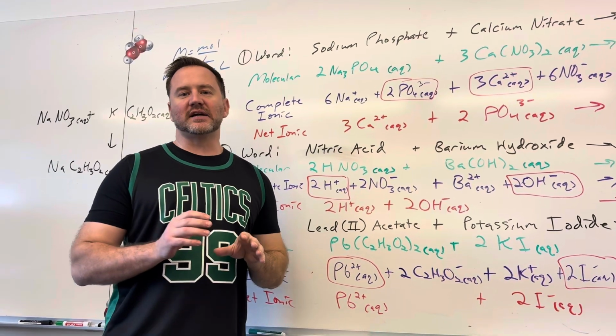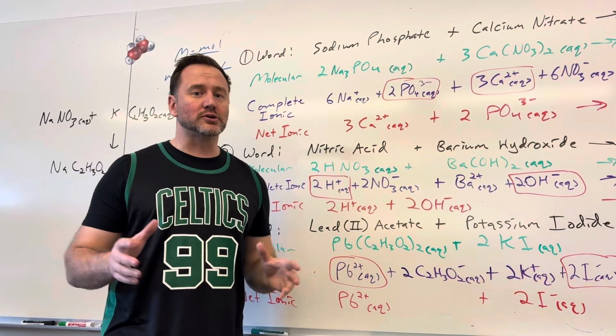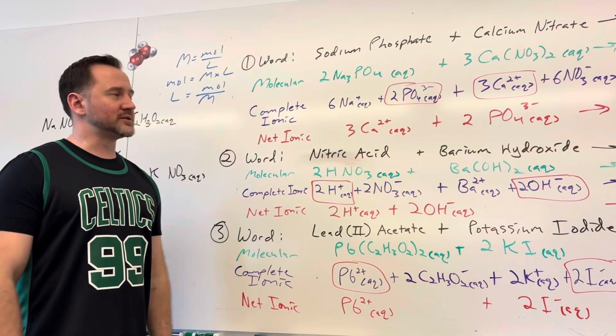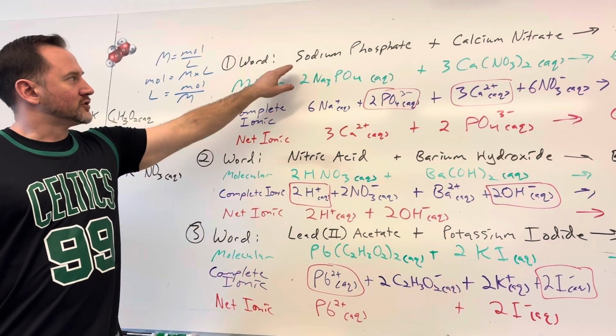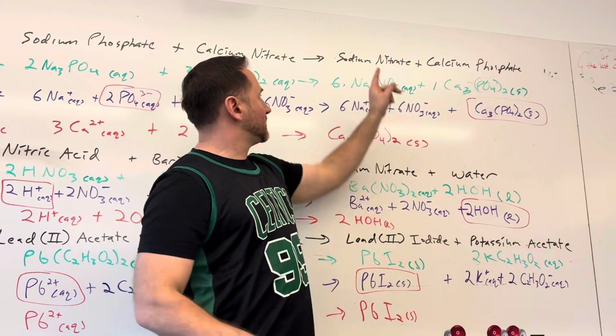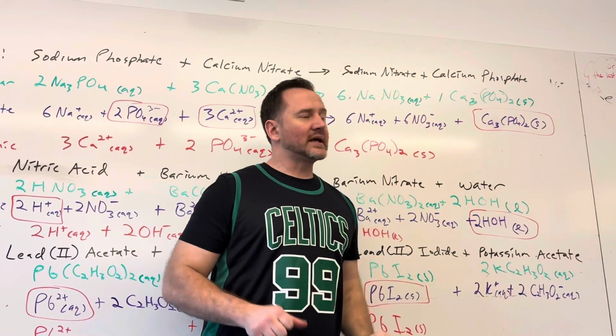And what this is designed to do is paint a full picture of what's actually happening within a solution as you perform a double replacement reaction. So for sodium phosphate and calcium nitrate, since it's a double replacement reaction, at the end you're going to get sodium nitrate and calcium phosphate.